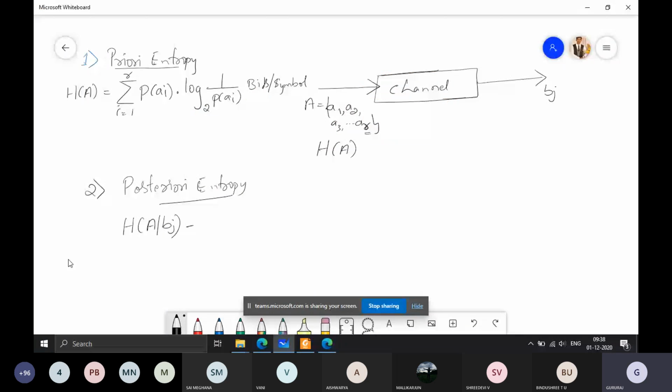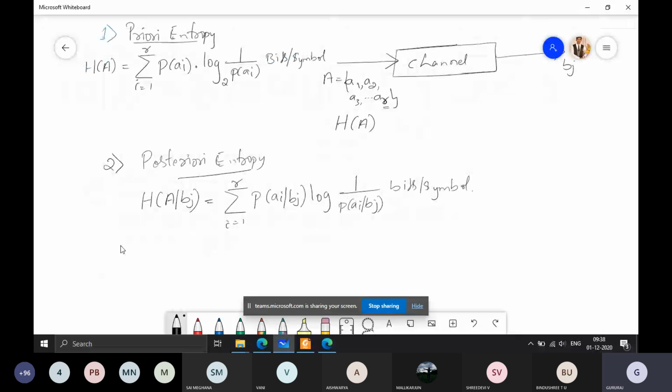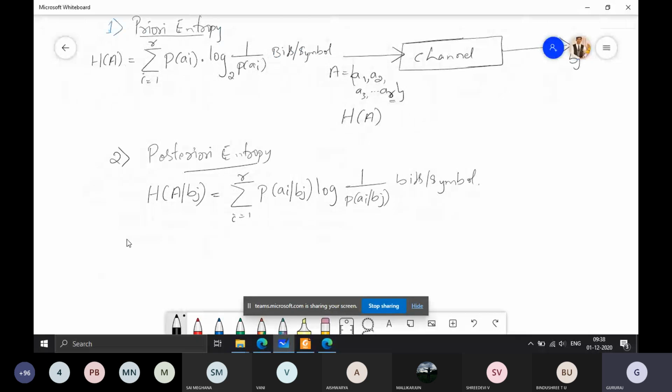summation i is equal to 1 to R. So we have to consider the input conditional probabilities P of Ai by Bj into log 1 by P of Ai by Bj. So it is bits per symbol. So this is after transmitting the input symbols and reception of any one output symbol Bj. Okay, that is what is posteriori entropy. So next, the third entropy is equivocation.